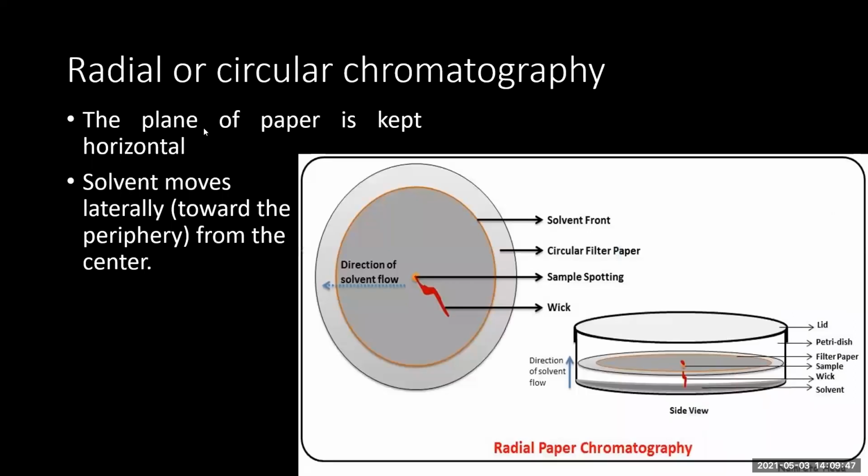Continuing on, there is another technique called radial or circular chromatography. The plane of paper is kept horizontal, but the solvent moves laterally, from the center towards the periphery. If you see the diagram here, radial paper chromatography, there is a solvent font, and a circular filter paper which acts as the base. Sample is spotted at the center, at the middle, instead of in one direction.